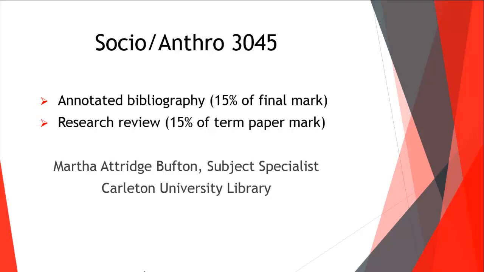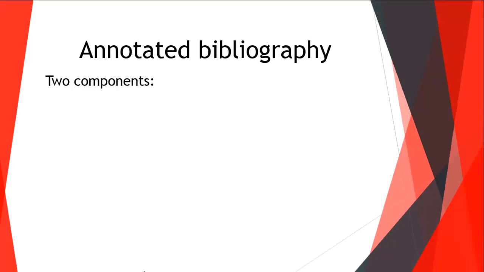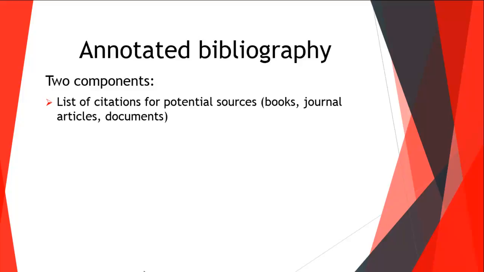Welcome to this video on doing an annotated bibliography and research review for your term paper in Socio Anthro 3045. An annotated bibliography has two parts. First, a list of citations for sources like books, articles, and documents that you can use for your research.